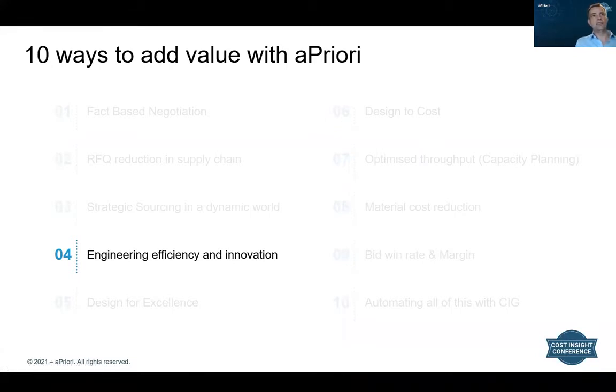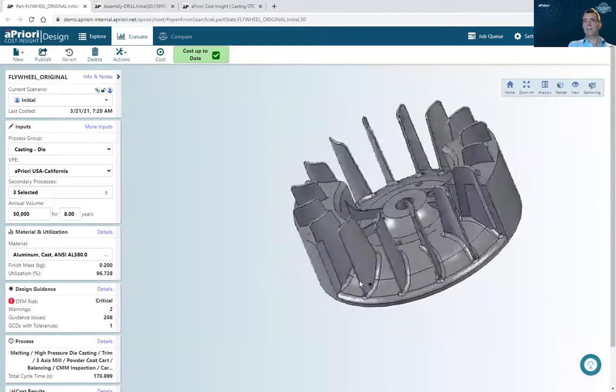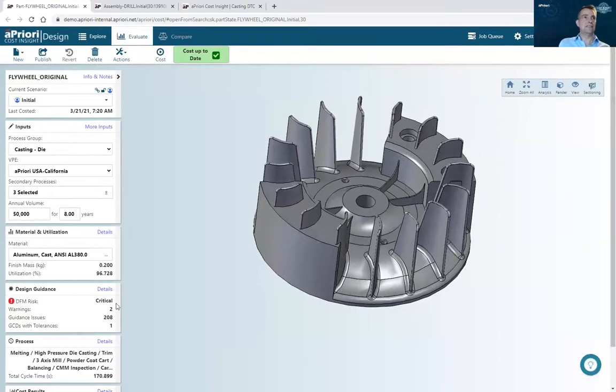Let's move into the engineering world. So a lot of companies today are innovating much more. Innovation is the key of what they do. And we would like more time to innovate, not fix things. And aPriori helps us do that. So this is the simulation that's performed on a piece part that gives guidance back to the design teams.